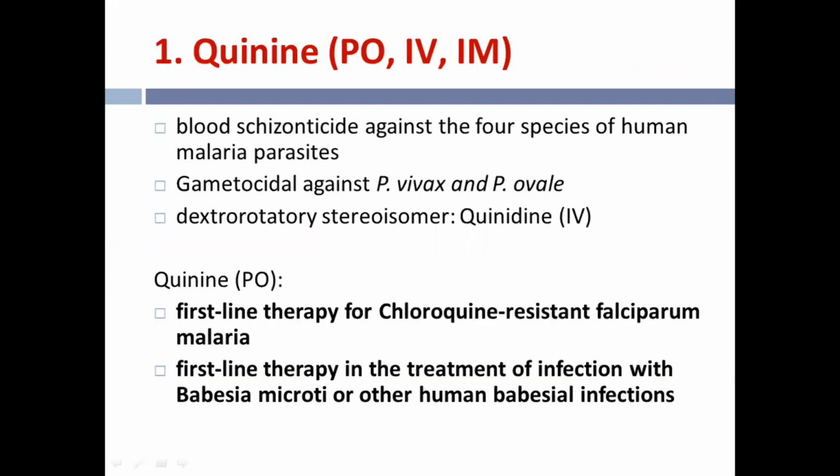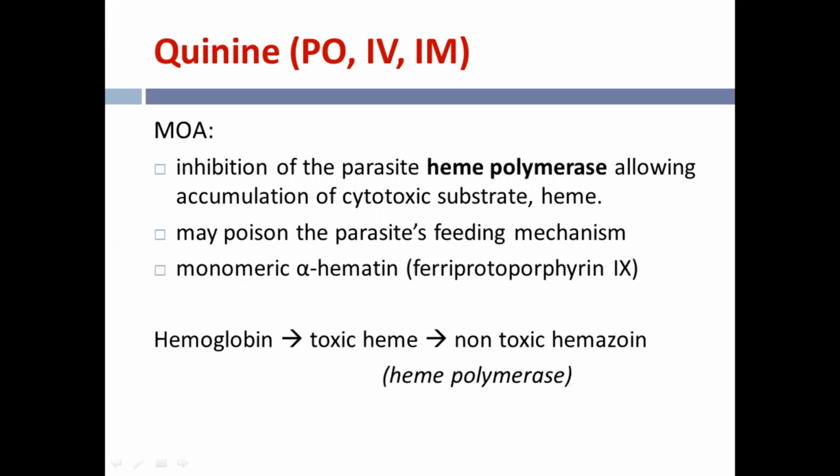So number one, we have quinine. It is available oral, IV, and IM. No, it targets the 4 species of human malaria. So it is gametocidal against P. vivax and P. ovale. It is the first line therapy for chloroquine-resistant falciparum and the first line therapy for infection of Babesia microti.